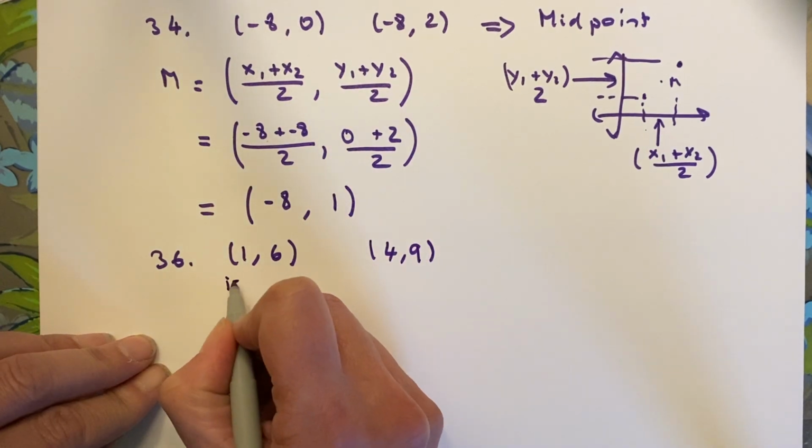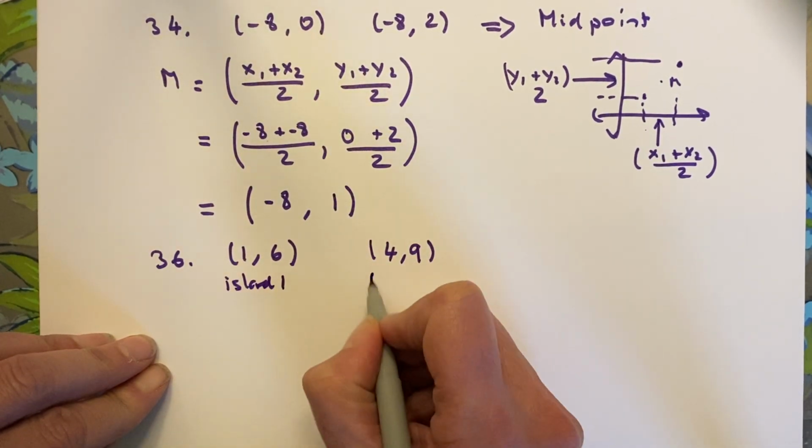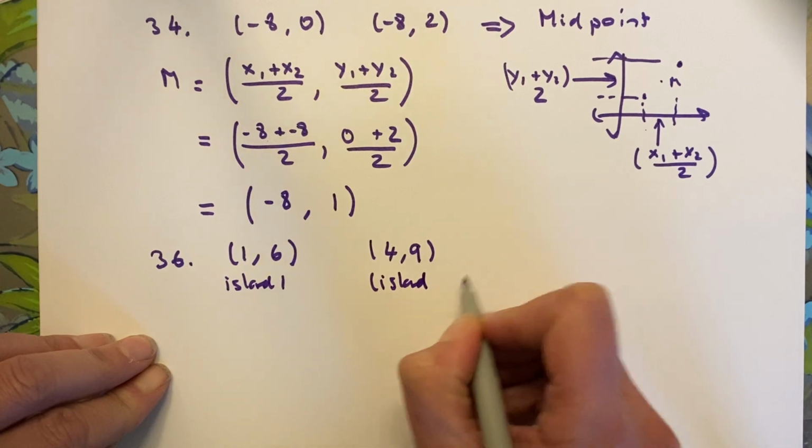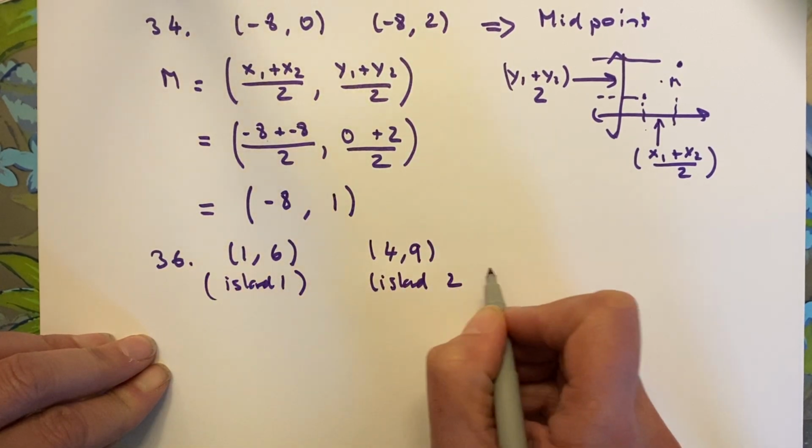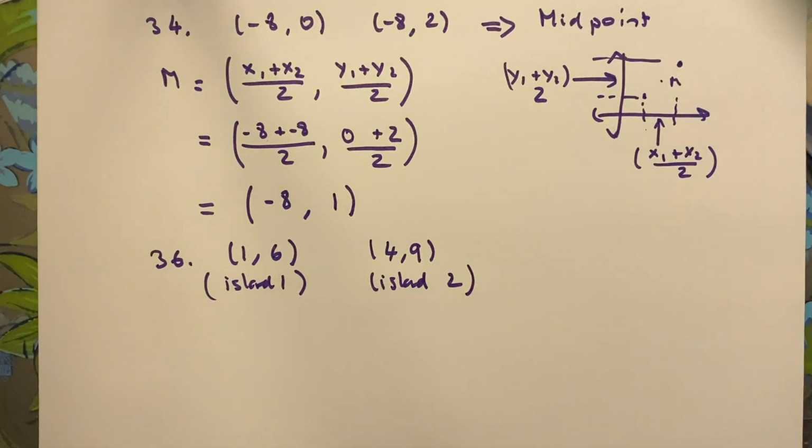So island 1 and island 2. What is the distance between the islands if the distance between the consecutive grid lines represents 2 miles?